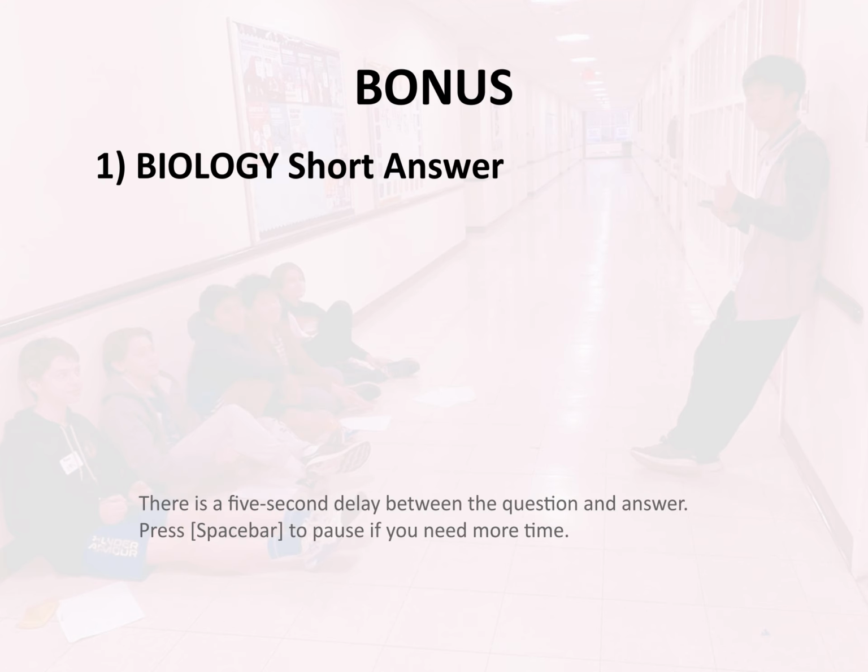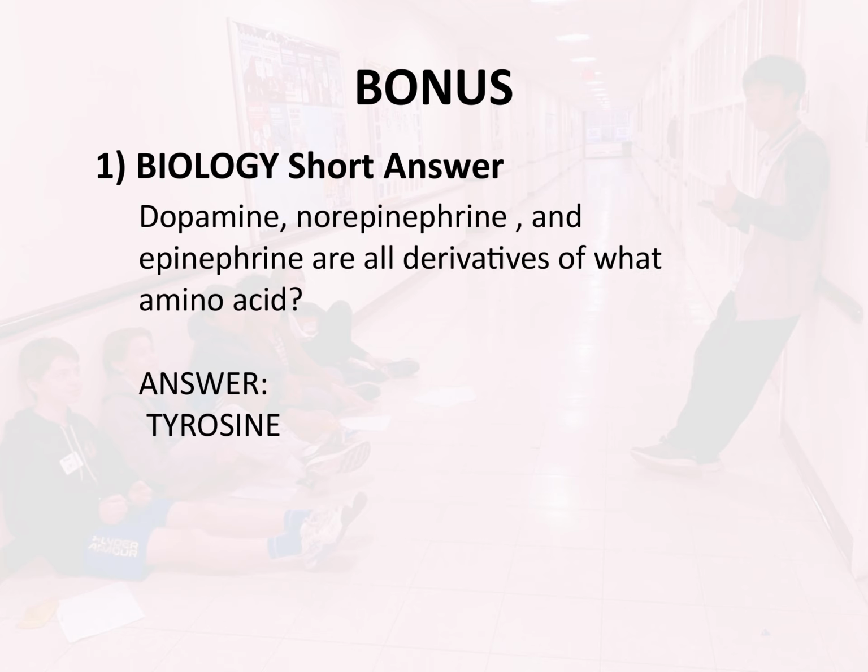Bonus 1. Biology. Short answer. Dopamine, norepinephrine, and epinephrine are all derivatives of what amino acid? Answer. Tyrosine.